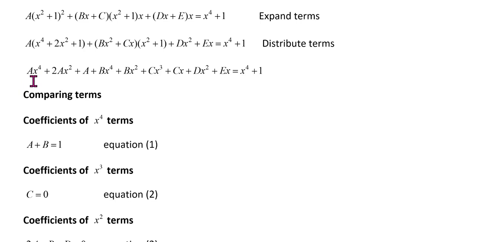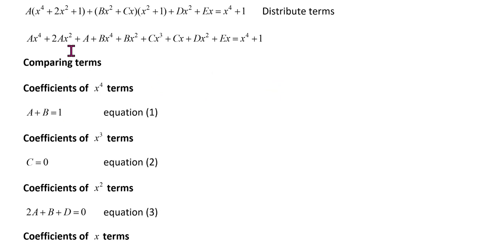So on this side we have a x to the fourth, and then plus b x to the fourth. On the other side, x to the fourth, the number in front of it, the coefficient, is 1. So we're going to end up with the first equation, a plus b equals 1. And then we go to x to the third. On this side we have a c x to the third, just one term. On the other side there is no x to the third, so we're going to set c equals 0. So we get the value of c.